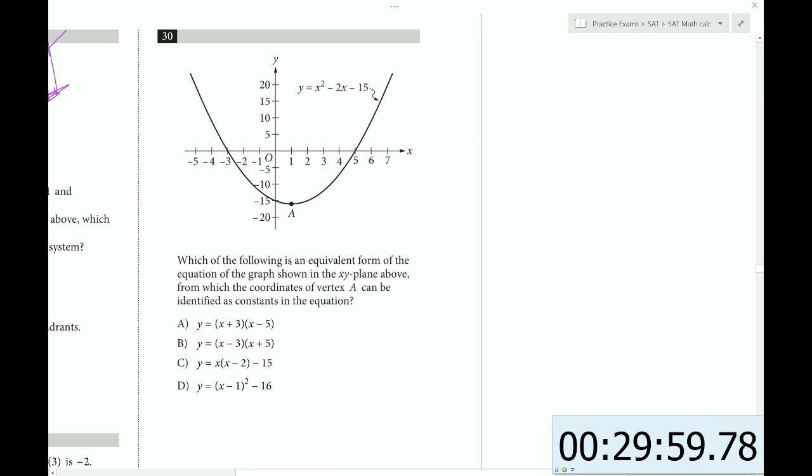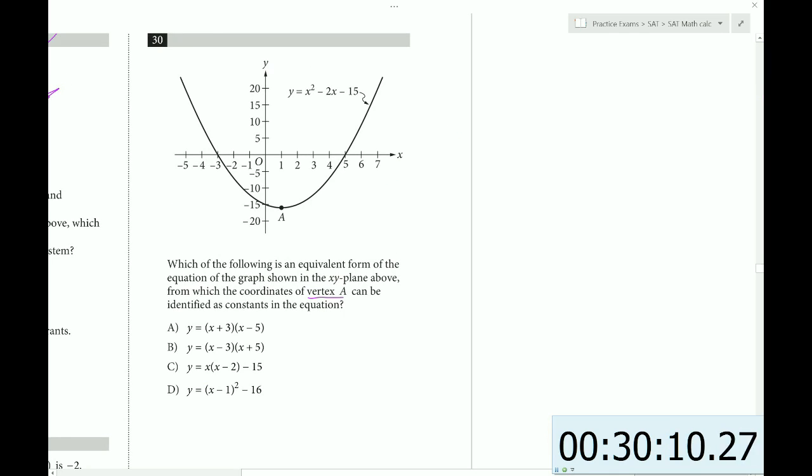Which of the following is an equivalent form of the equation of the graph shown in the xy plane above, from which the coordinates of vertex A can be identified as constants in the equation? So that end part there, the coordinates of vertex A, that means they want it in vertex form. And so we can eliminate anything that's not in vertex form. These are both factored form, right?